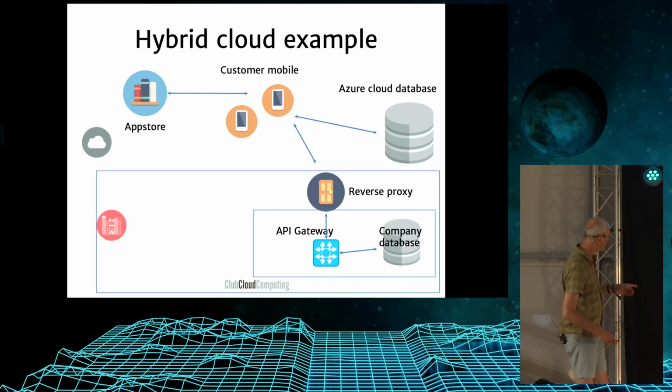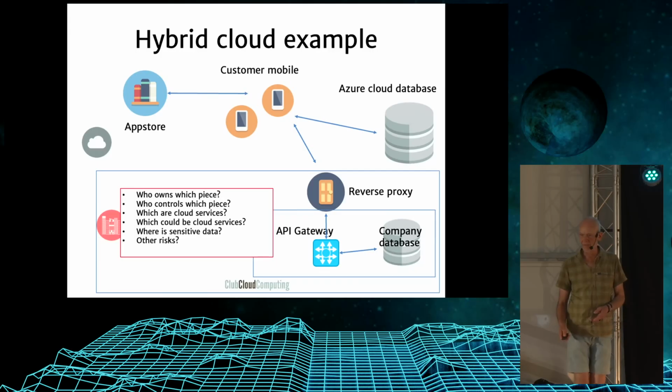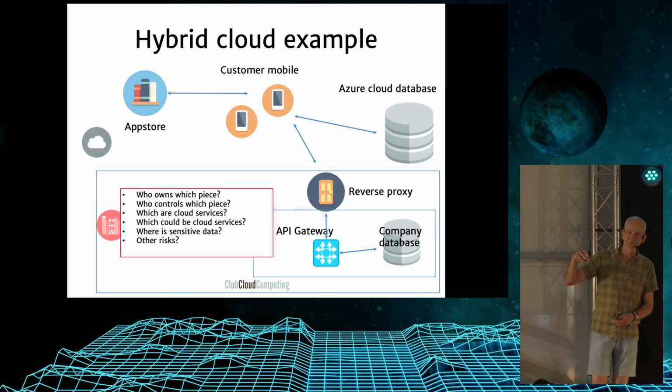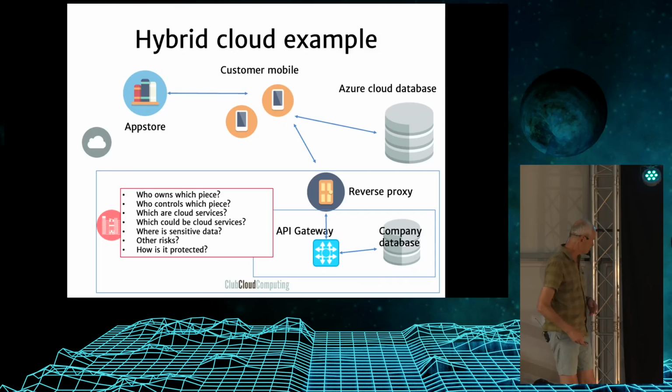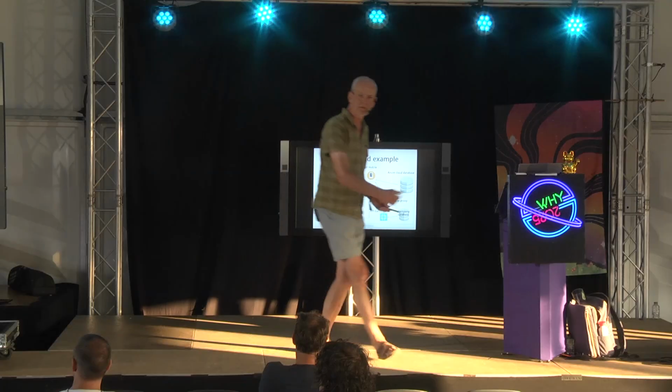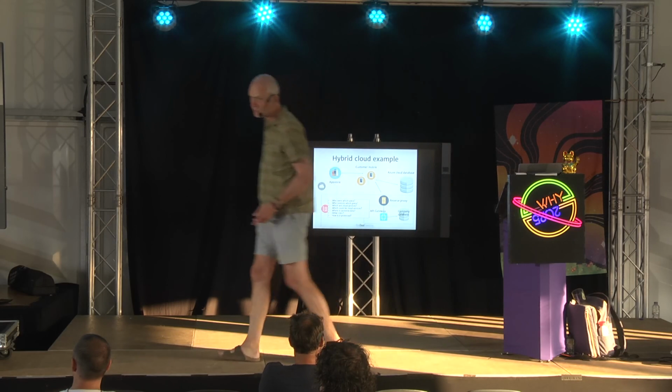And now you can talk about, okay, who owns which piece? Right, and who actually controls that piece, which is not necessarily the same thing. Which is a cloud service, which could be cloud service. Where's your sensitive data? And from there you can focus in on zero trust, on the data that matters and that you want to protect first. And this is a great way to sort of move your story through the entire architecture and have a great conversation with other people that have a responsibility somewhere in that picture.